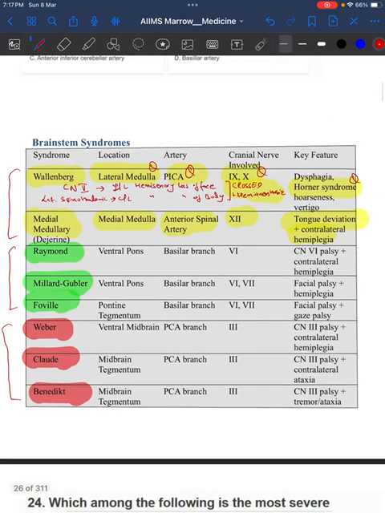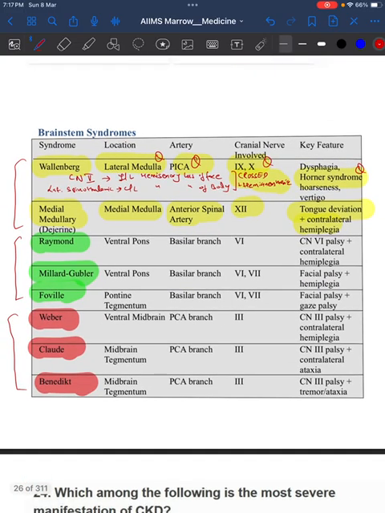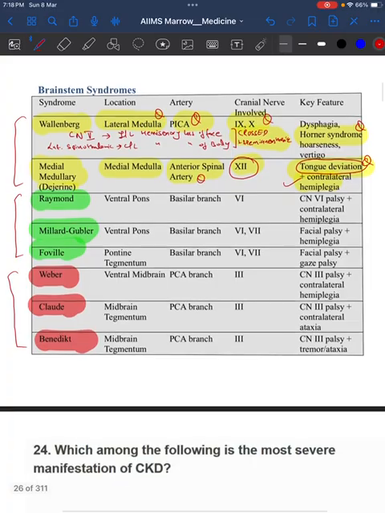Now coming to the next, the medial medullary syndrome, which is the medial medulla. This is also known as Dejerine syndrome. The artery supplying it is the anterior spinal artery. The only thing that you need to remember in this case is that the cranial nerve most commonly involved is the 12th nerve, and there will be tongue deviation. There will be contralateral hemiplegia, but the tongue deviation is the clue. That will be the clue in the exam.